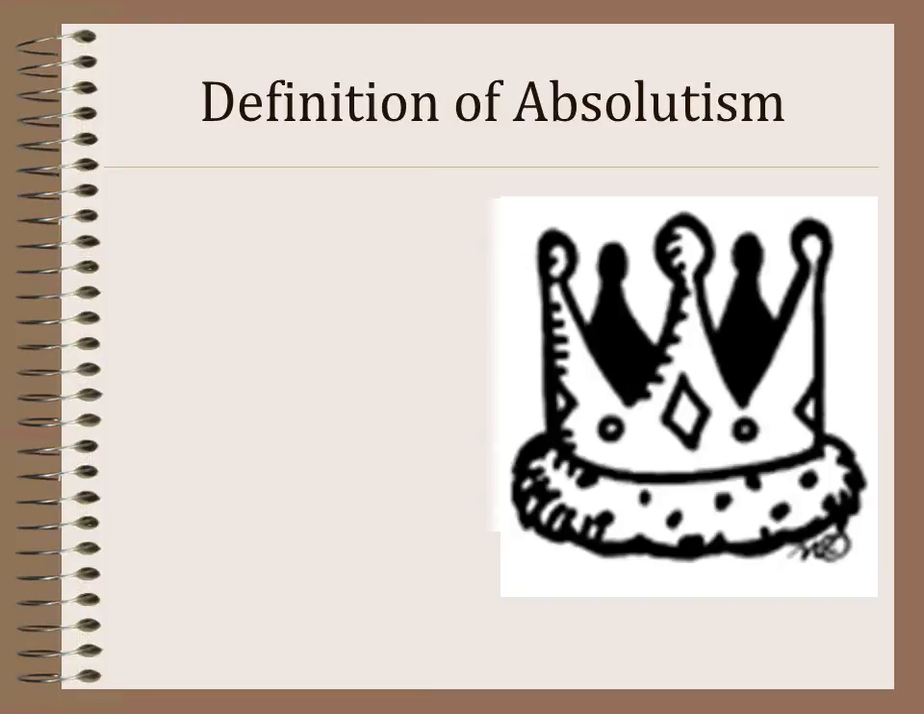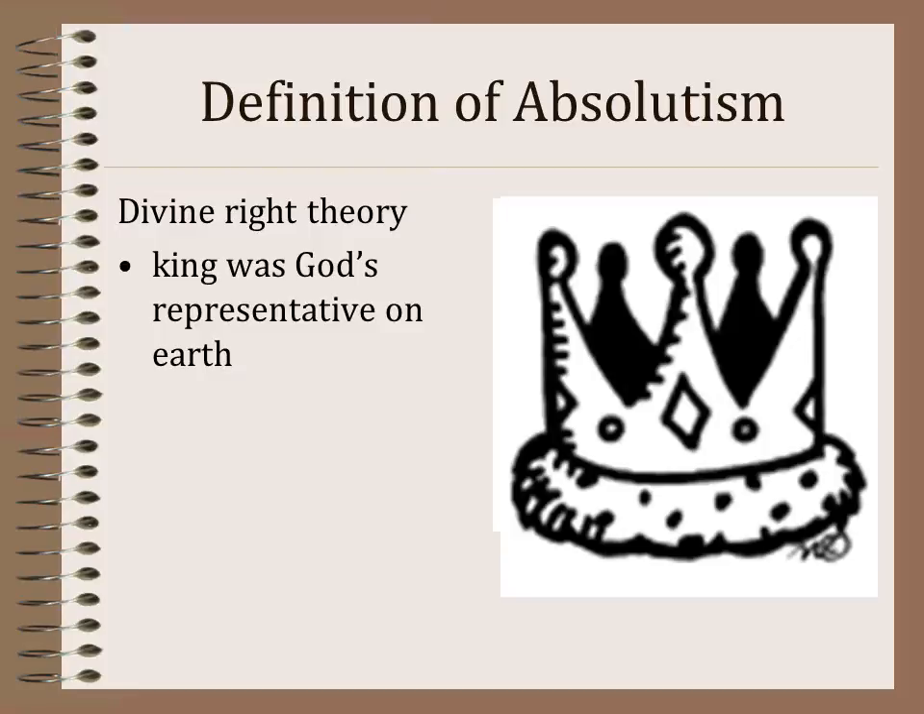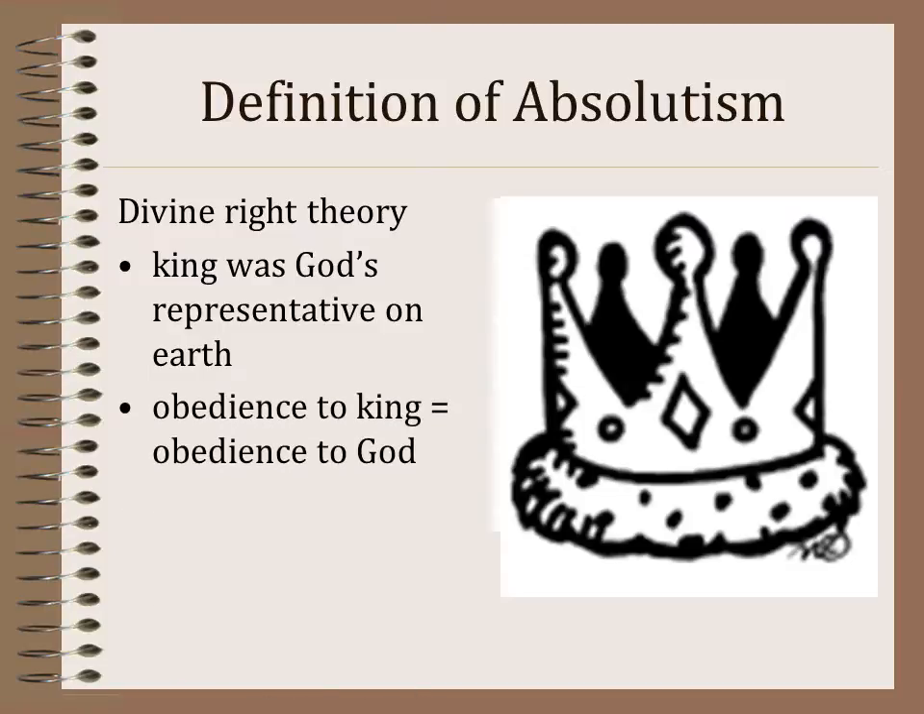So let's start with a definition of absolutism. First of all, an absolute leader, in most cases, especially in Europe, was someone who claimed some sort of divine right. And the divine right theory says that essentially the king or the leader is God's representative or is somehow ordained by God to lead. Therefore, obedience to this leader means obedience to God, and you don't want to make God mad, so you do what the leader tells you to do.